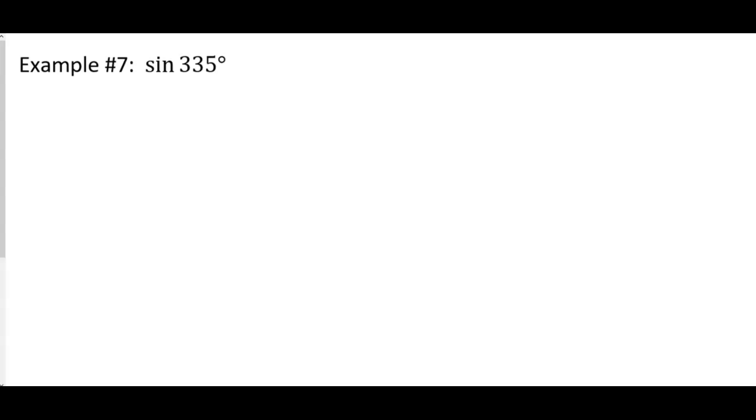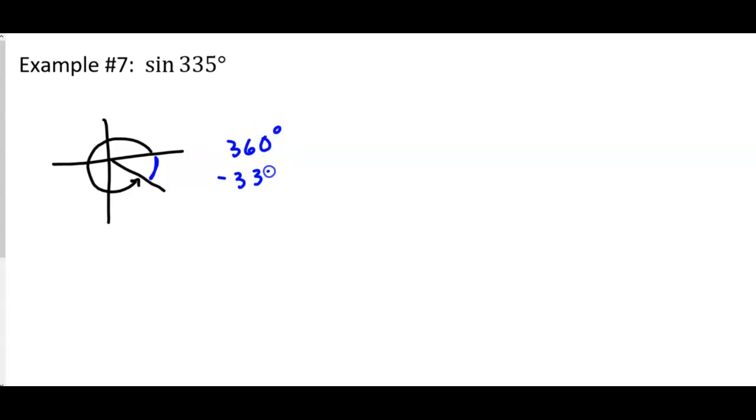Sine of 335 degrees. Well, this is just a straight one, right? Okay, I could think, well, 335, I could draw it and say 335 is going to be over here someplace. And what's that reference angle? That reference angle is going to be 360 minus 335, which is going to give me an angle of 25 degrees. I don't know, that's not a special angle for me. So it asked me to find the sine. I'm going to need a decimal approximation here.